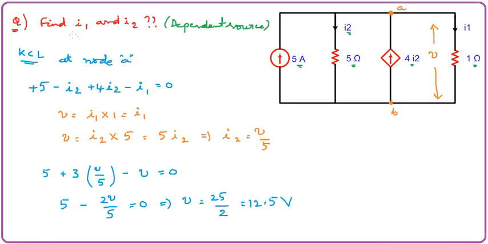Our problem is we need to find I1 and I2. What is I1? I1 is equal to V, that is 12.5 ampere. And what is I2? I2 is equal to V by 5, so it is 12.5 divided by 5, and this value will be 2.5 ampere. So these are the answers. I can simply write here I1 equal to 12.5 ampere and I2 is equal to 2.5 ampere.